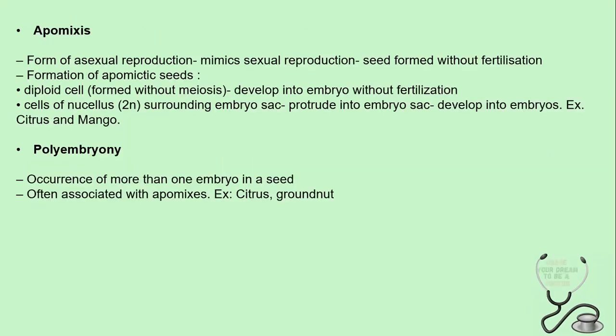Clear? You have already studied parthenocarpy, but here you are studying a different concept, apomixis. It is a form of asexual reproduction that mimics sexual reproduction, that is, formation of seeds without fertilization. You'll have the seed formation, but there won't be fertilization. Sometimes the cells of the nucellus surrounding the embryo sac can protrude. Example, in citrus and mango, so there can be more embryos, which you will call polyembryony, in citrus and groundnut.